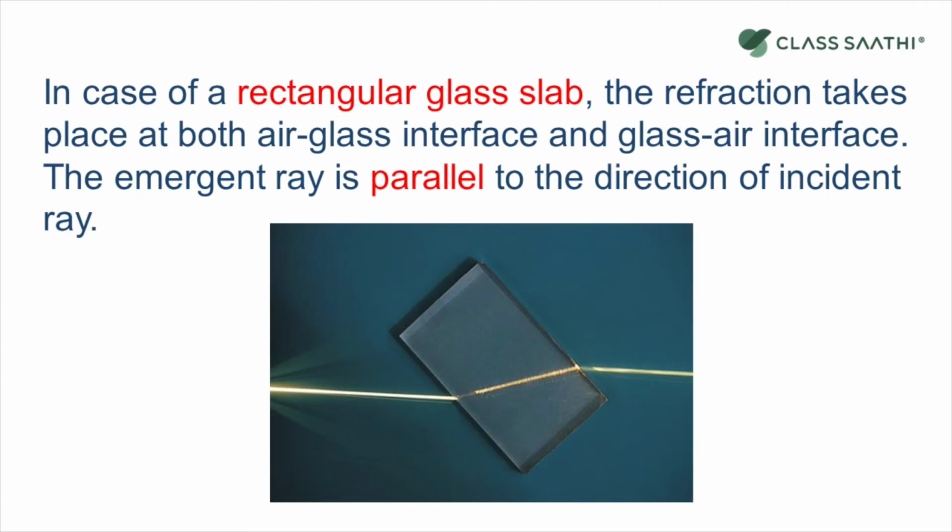One interesting feature of refraction is the case of a rectangular glass slab, which you can see in the figure. In the rectangular glass slab, the refraction takes place at both the air-glass interface and the glass-air interface. The unique feature of this refraction is that the emergent ray emerges parallel to the direction of the incident ray.